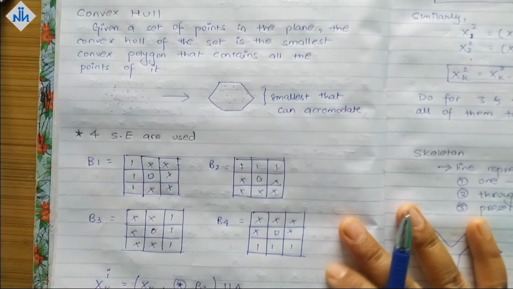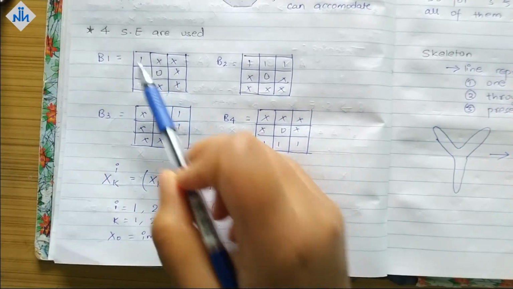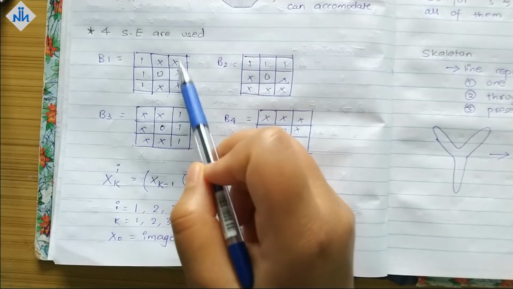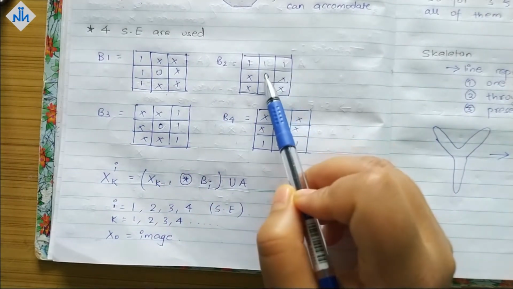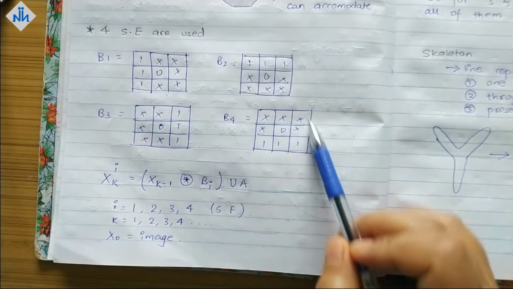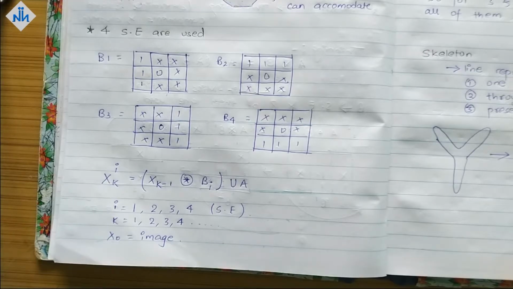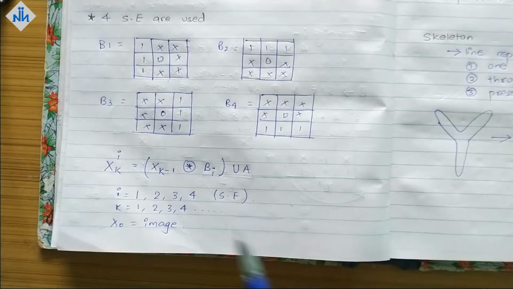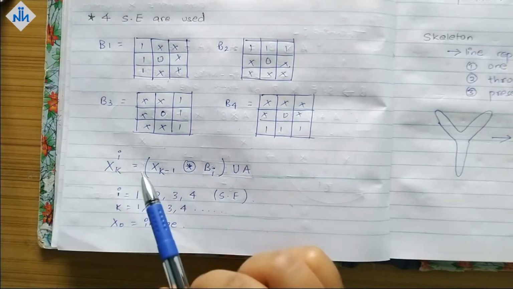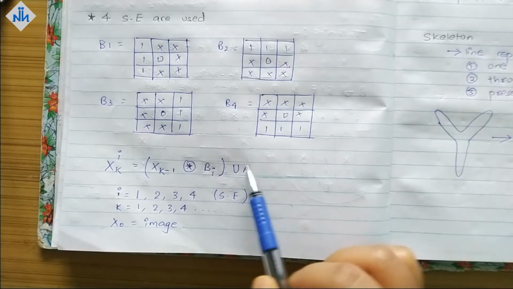In this one we use 4 structuring elements, and our structuring elements are something like this. We have 1 1 1, 0 and x. In B2 what we do is just shift it upwards, so we have 1 1 1, 1 0 x, x x. In B4 we shift it downwards, and B3 we shift it sidewards. So these are our structuring elements used, and the formula is Xk^i is Xk-1 hit-or-miss Bi union A.